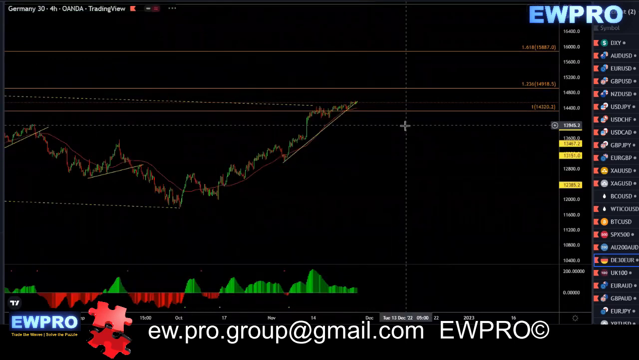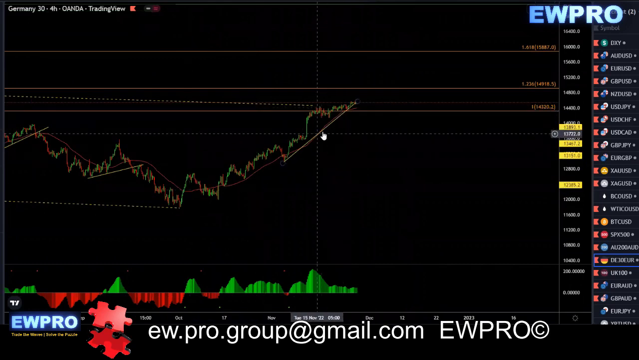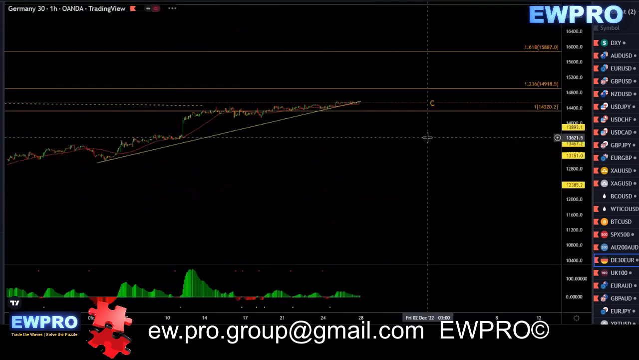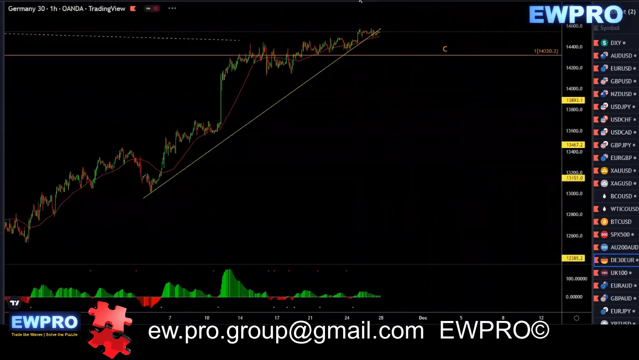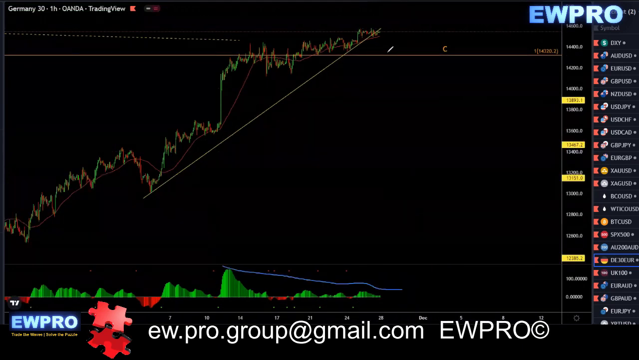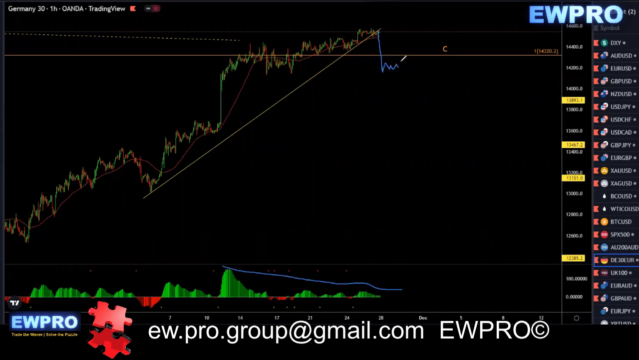On the H4, there's no bearish divergence. On the H1, we are starting to get that bearish divergence. So any sell setup you get, wait for your impulse, look for a sell setup, and don't miss the sell if you get it.